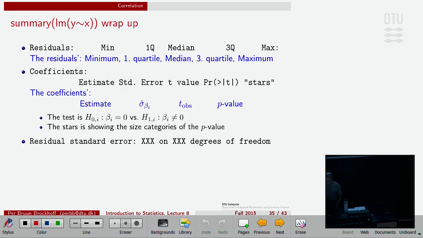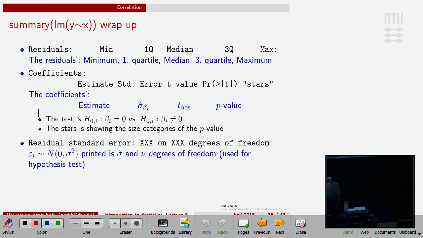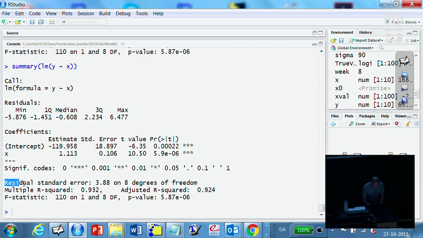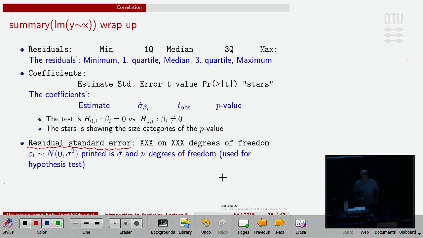Then we get, with a slightly confusing name, under the name in the R output, residual standard error. We get the estimated value of sigma hat. And we also get the degrees of freedom, the n-2 value. If we would like to use it ourselves for finding t percentiles, we get the degrees of freedom told to us.